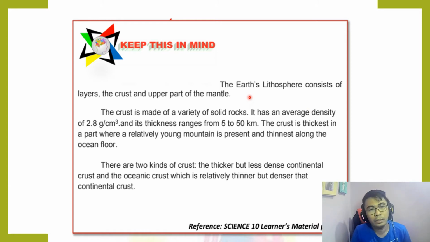Now, after accomplishing those activities, I want you to go over this Keep This in Mind part. So as discussed here, the Earth's lithosphere consists of layers, the crust and the upper part of the mantle. We basically mentioned that in the previous slide. The crust is made of a variety of solid rocks. It has an average density of 2.8 grams per cubic centimeter, and its thickness ranges from 5 to 50 kilometers. The crust is thickest in the part where a relatively young mountain is present, and thinnest along the ocean floor.